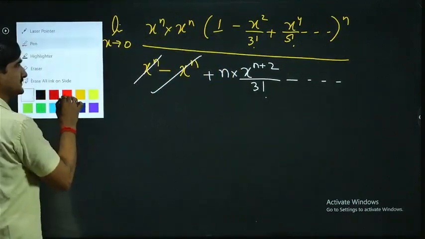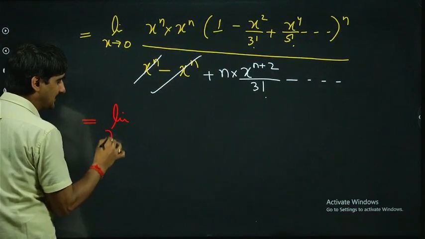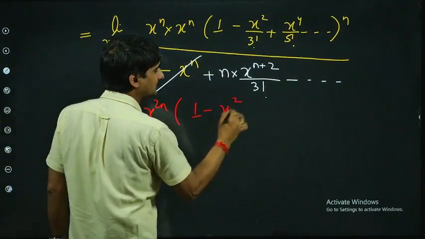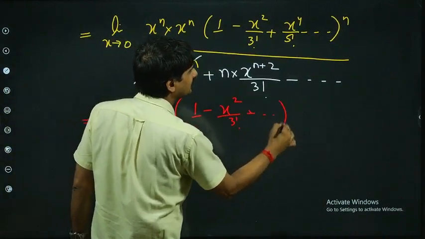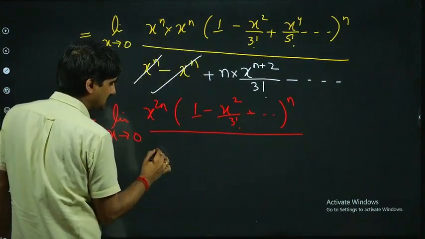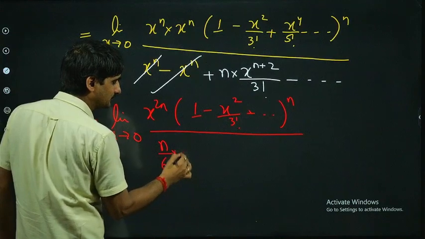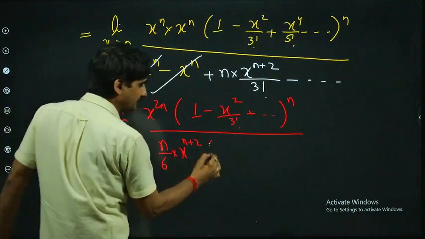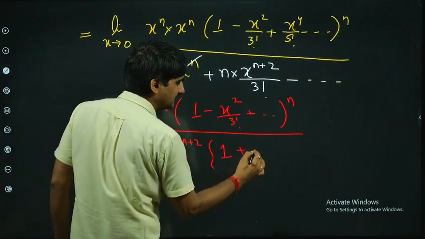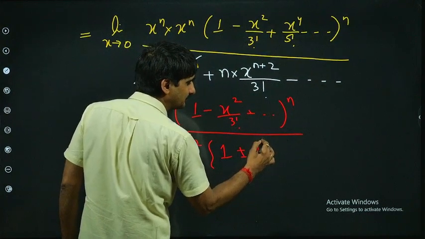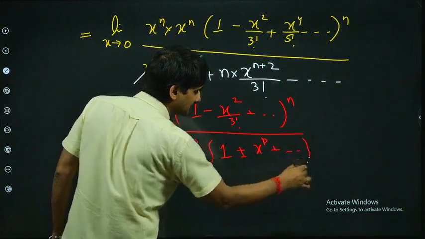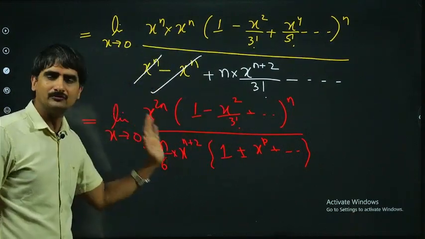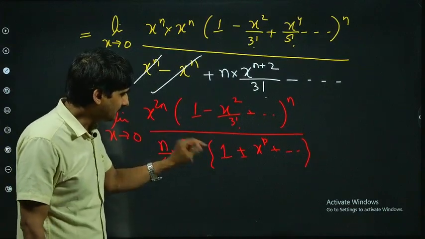So now, what are we at here? It is x^(2n) (1 minus x square by 3 factorial plus ...) whole raised to the power n, and the denominator is n by 6 into x to the power n plus 2 plus higher terms. If I take it common, it will have something with x, some power like p, and then more terms. Now as x goes to 0, every term except these two is approaching 0, I mean the 1 here and this one.